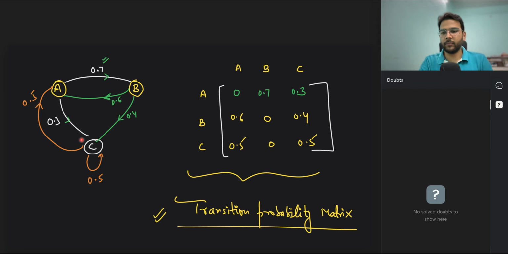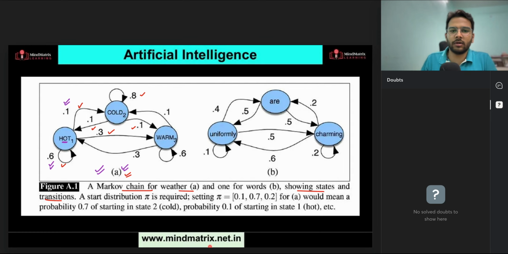Okay, so it is talking about the same thing. So transitions are given here. They haven't mentioned that in the form of a matrix, but basically they are talking about the transition probabilities that we have on the edges. And a start distribution pi is required. Now what is this pi?